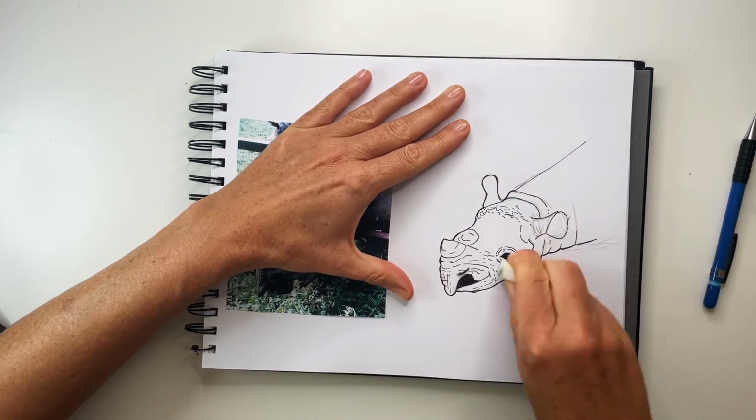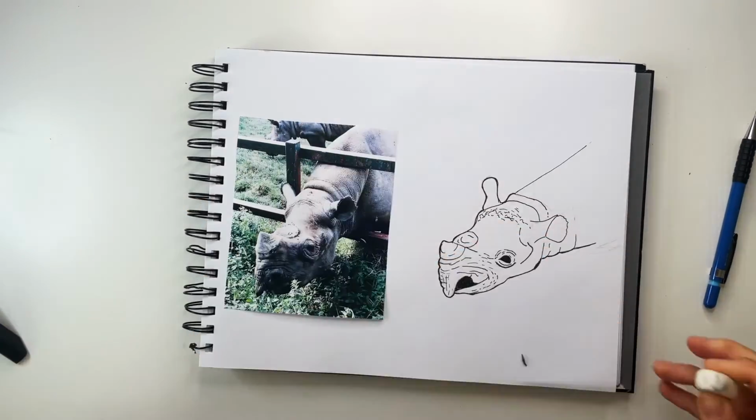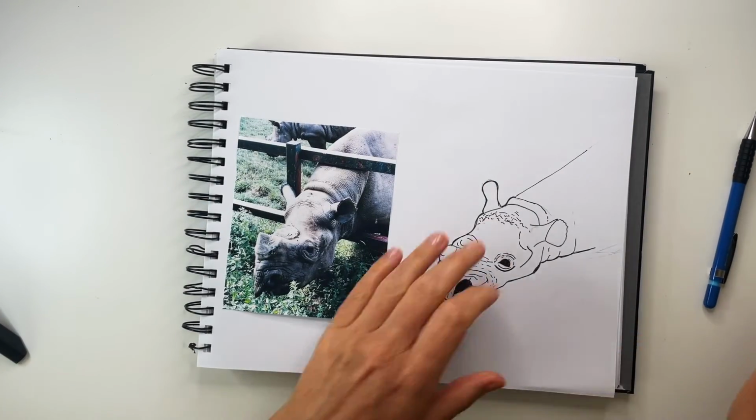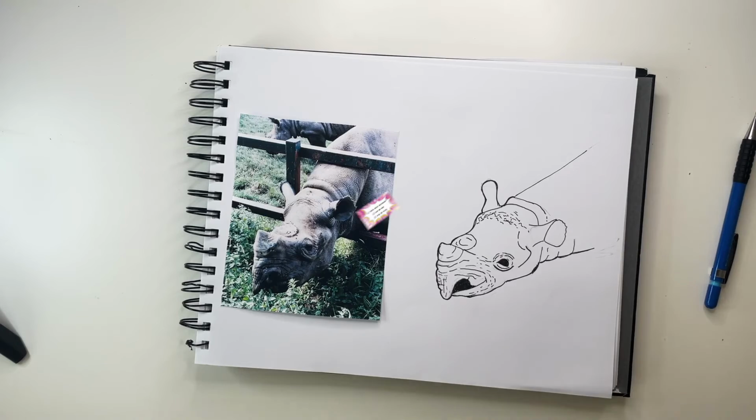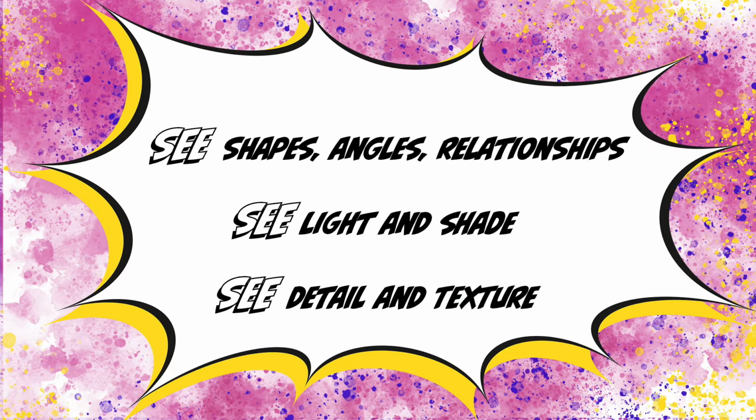All right, let's get rid of the pencil lines. And here we go. Here's our rhino. So let's quickly review the steps.